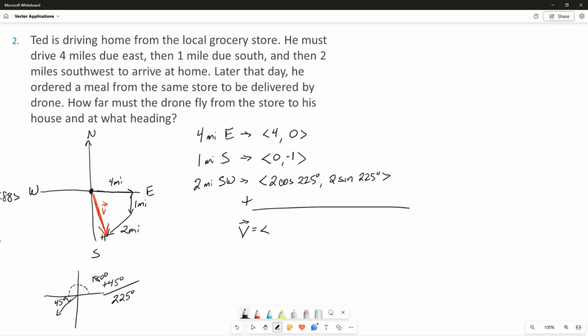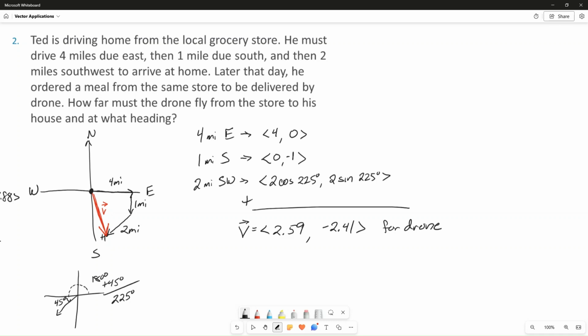So if we add the horizontal components, that's 4 plus 0 plus 2 cosine of 225. That will give us 2.59 for the horizontal component. And then if we add 0, a negative 1, and 2 sine of 225 degrees, that will give us negative 2.41 for the vertical component. So that is the vector of the drone, because it is the result of adding together the 3 vectors that Ted has to travel.